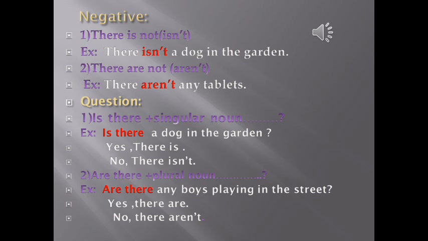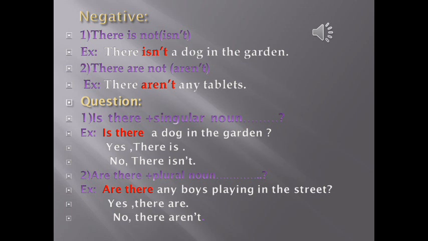In the normal sentence, there is. But in the question, is there plus singular noun. For example, is there a dog in the garden? Yes, there is. Or no, there isn't. Again, the question, is there a dog in the garden? Yes, there is. Or no, there isn't.